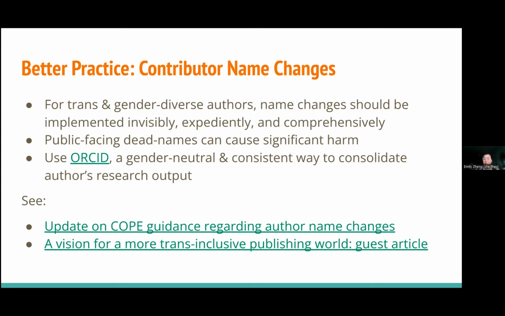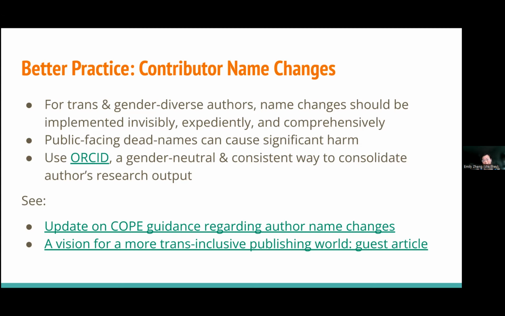One way of managing some of those changes is using gender-neutral and consistent identifiers, such as work ID, to consolidate authors' research output. Work ID also allows authors themselves to control their own personal research records. So that could be a good way for journals to implement. And if you have any questions about implementing Work ID in your journals, we're happy to chat about that. There are some links in the slides if you want to follow those.